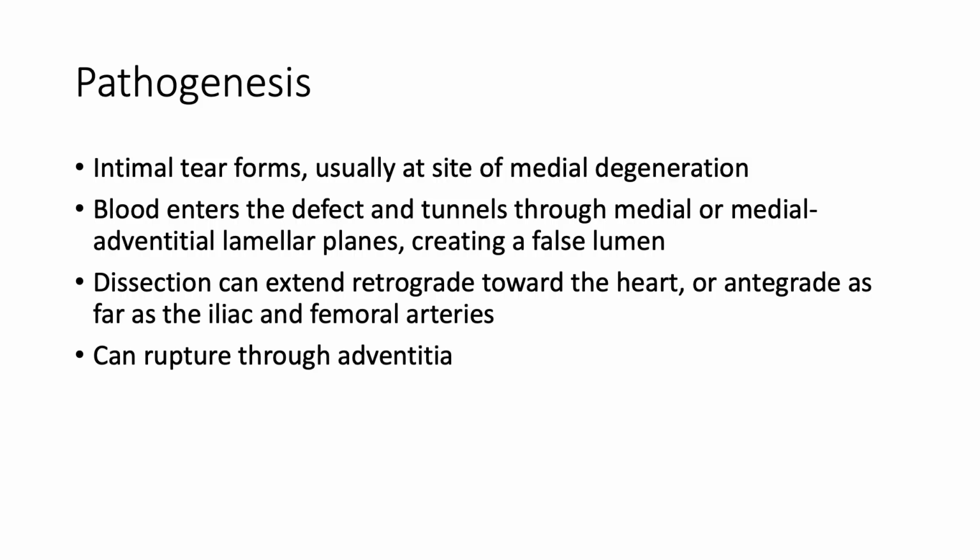So typically in aortic dissection, you'll get a tear in the intima, usually at the site of medial degeneration, and then blood will enter that defect and tunnel through the media into the different lamellar planes of the media or between the media and the adventitia, and it will create a false lumen. That can then extend retrograde toward the heart or antegrade all the way down to the iliac and femoral arteries, and in the worst case can actually rupture through the adventitia.